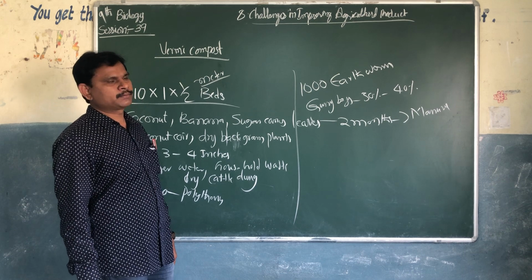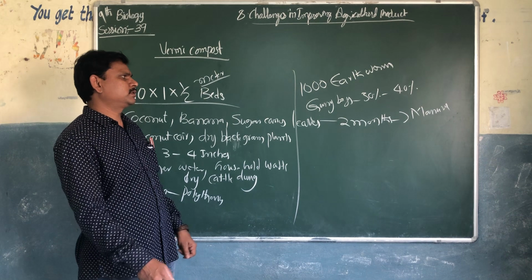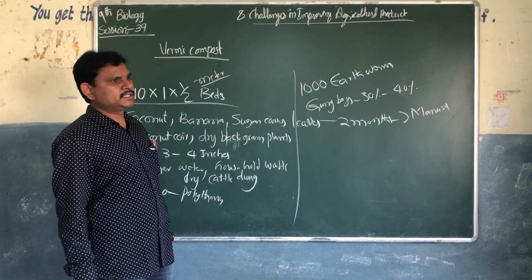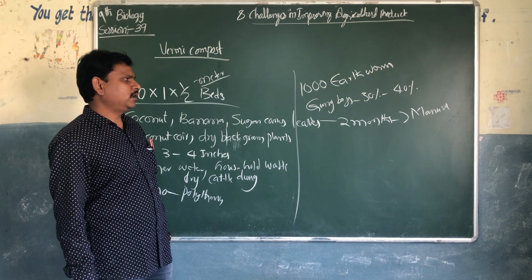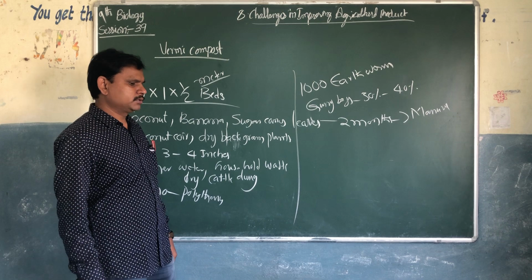They used gunny bags, and the gunny bags are always wet, around 30 to 40% wet. So after 60 days, they collected the manure.